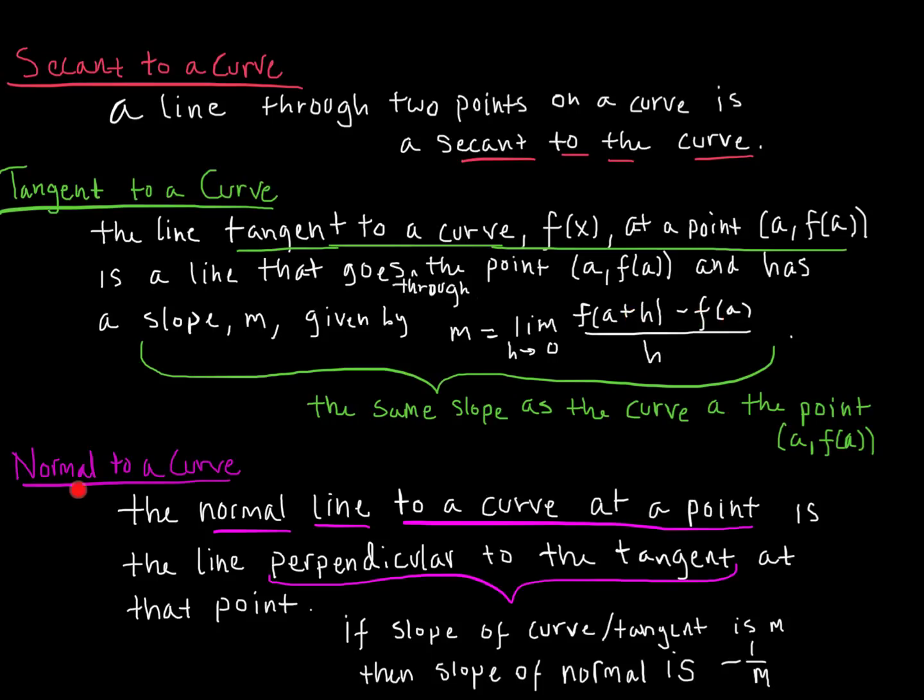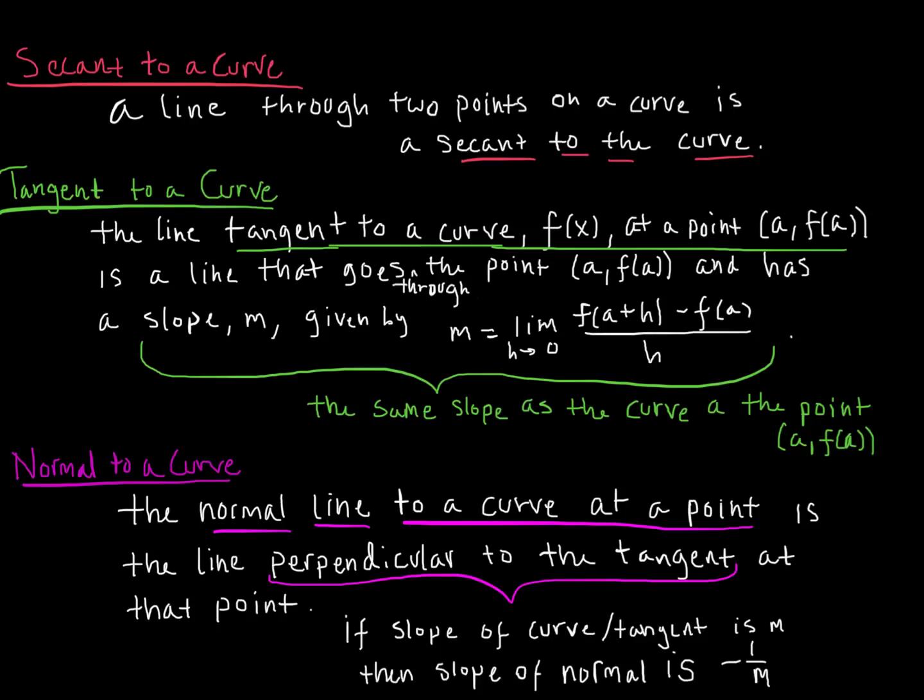Okay? The normal to a curve is very, very simple. It's just an extension of the tangent. And the way that we define it is the normal line to a curve at a point is the line perpendicular to the tangent at that point. Okay, so what that means is if the slope of the curve slash the tangent, because the tangent and the curve will have the same slope, is m, then the slope of the normal is negative 1 over m, right? Opposite reciprocal. So the normal to a curve is just the tangent to the curve except perpendicular, meaning that its slope will be the opposite reciprocal.